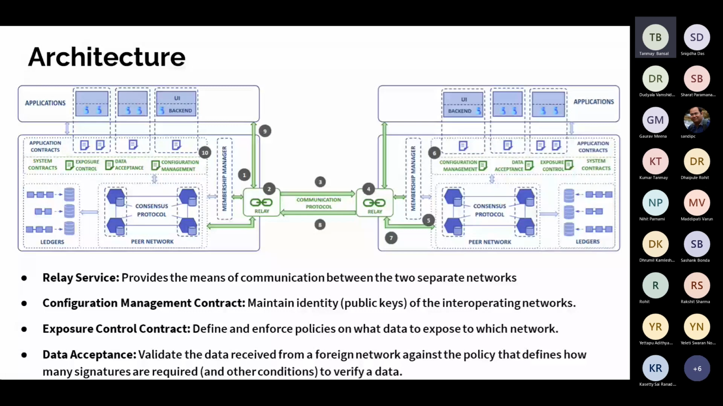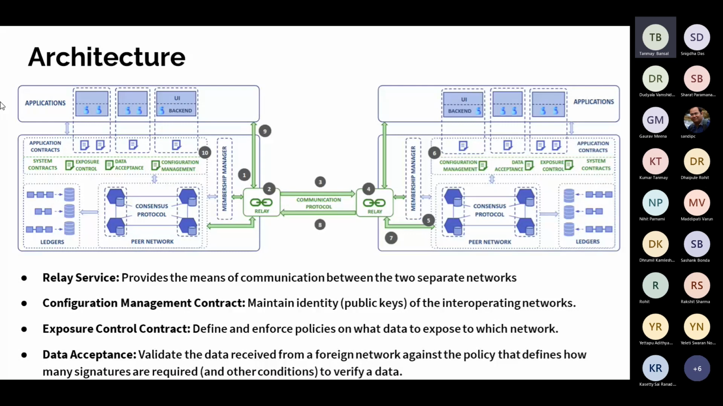And data acceptance is validating the data that is received from a foreign network against the policy that defines how many signatures are required to verify the data. So it is important that the data sent from the source network does not cause any violation of their exposure control contract. And similarly, when the data is accepted in the destination network, it is also important that they can figure out that this is data that has had sufficient verification done on the source side. So that is how this would work.